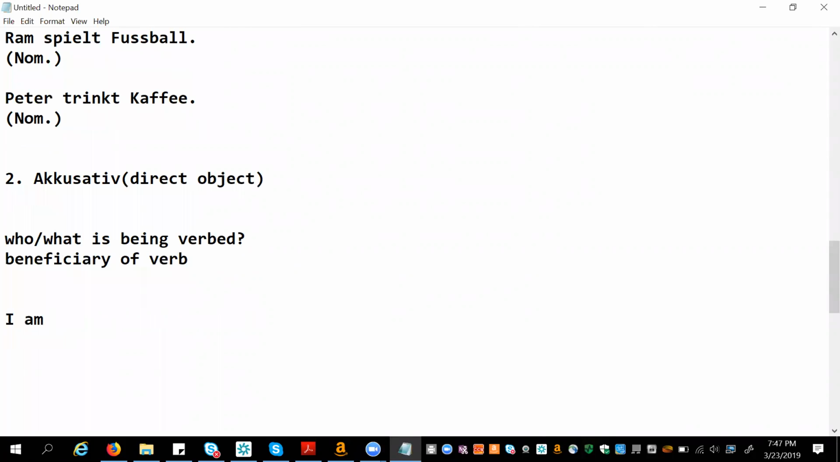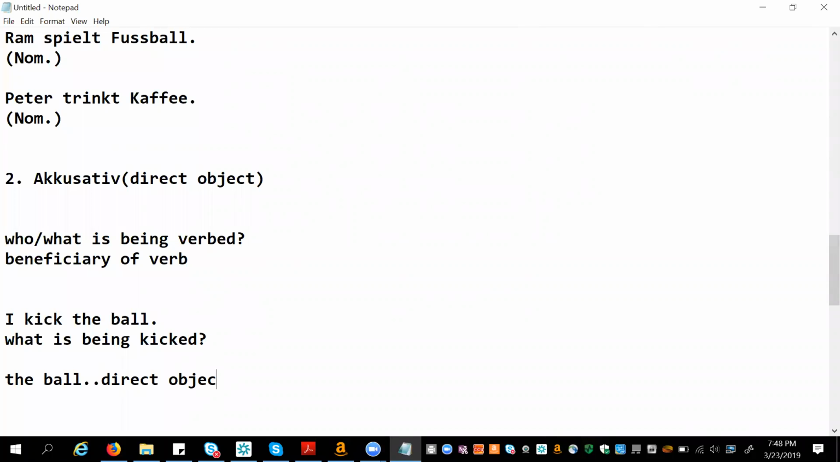Okay, I kick the ball. So what is the question? Who or what is being kicked? What is being kicked here? The ball. Yes, perfect. What is being kicked is the ball, so that means the ball is the direct object. I is the subject, the ball is the direct object, and kick is the verb.